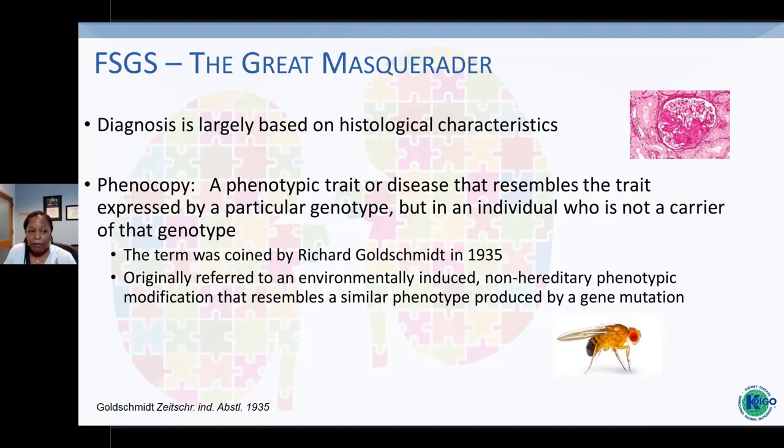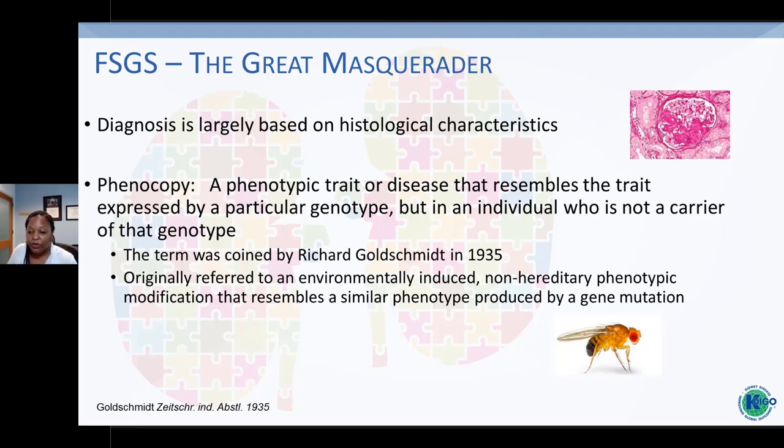So due to a paucity of biomarkers, our phenotypic characterization of nephrotic syndrome diseases is largely dependent on histologic classifications. With the common final pathway for many of our glomerular diseases ending with fibrotic changes that can mimic FSGS, it's pretty easy to see how the dependence on biopsy findings may lead to incorrect diagnoses, or at least phenotypic characterizations that do not match the genotype. So one term that's gaining traction is phenocopy, which refers to a phenotypic trait or disease that resembles the trait expressed by a particular genotype, but in an individual who is not a carrier of that genotype.